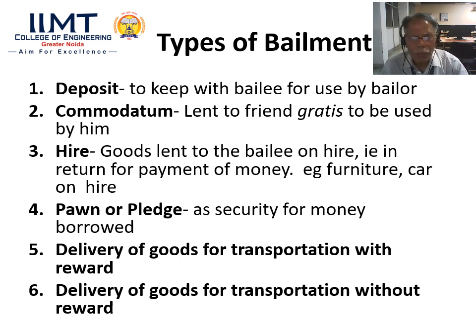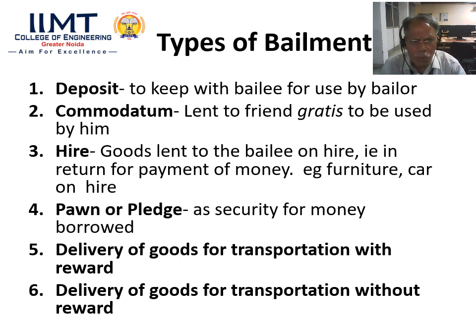Now let's see how many types of bailments there are. First, deposit. This is to keep with the bailee for use by the bailer. Second is commodatum, wherein goods are lent to a friend gratis to be used by him. For example, you've given a book to your friend to be read by him. You have lent your book to your friend gratis. You are not charging anything from your friend, though you are allowing him to use it, that is, to read it.